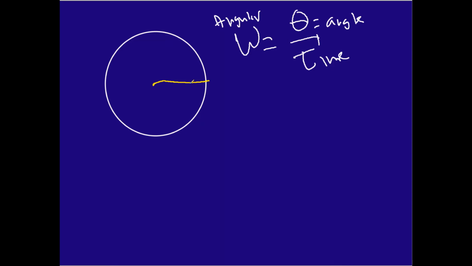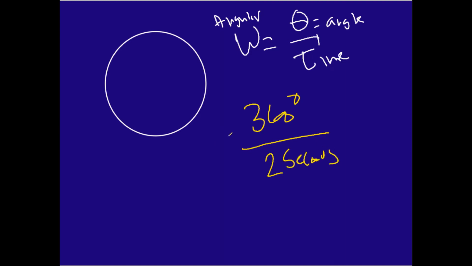So let's just say that our circle here, the rotation is 360 degrees. In other words, it's the whole circle. So we rotate 360 degrees in 2 seconds. That's what's happening there. So our theta is going to be 360 degrees. Our time is going to be 2 seconds. And so our W, if you will, this is all equals W. Our W is going to equal 180 degrees per second.